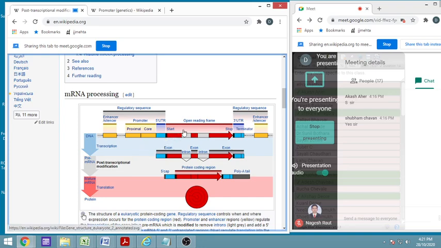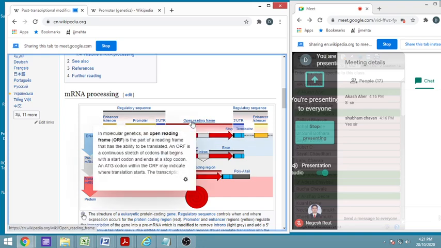Then next will be the open reading frame, which is part of the DNA, and in that, this much area which has to be read or transcribed is the fixed one. The open reading frame will be there, and in that area it will be there.